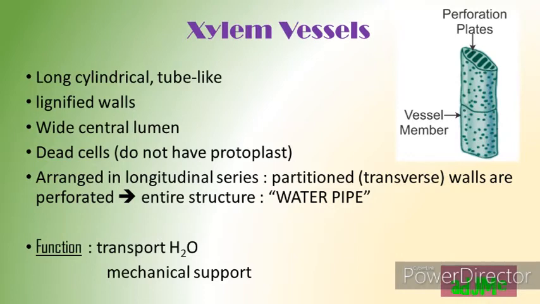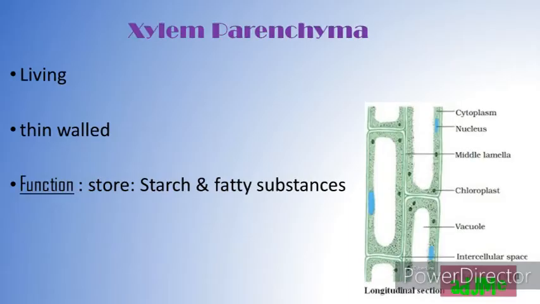The function of xylem vessels is that they are involved in the transportation of water, and they also give mechanical support to the plants. The last but not least, xylem parenchyma. The fourth type of xylem tissue, xylem parenchyma, is living. They are thin walled, and their main function is to store starch and fatty substances. So these are the four different types of xylem tissues.